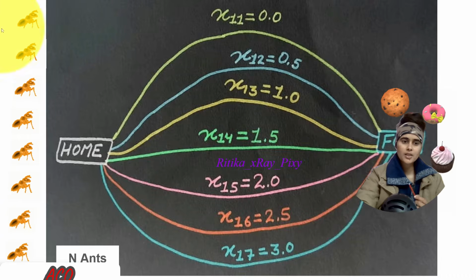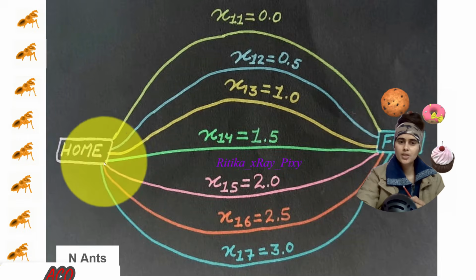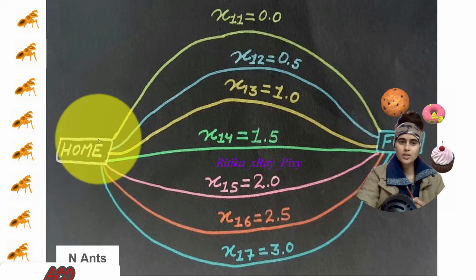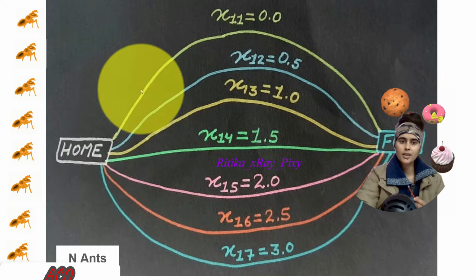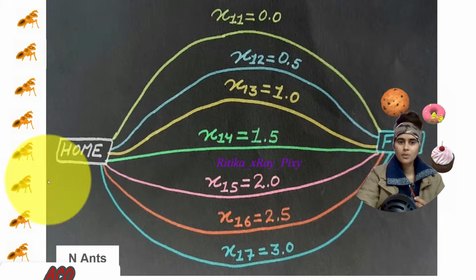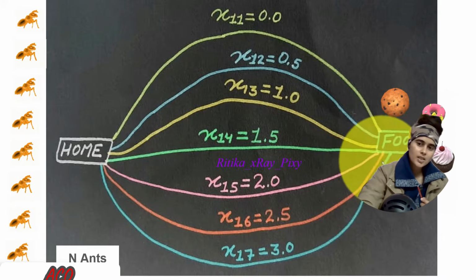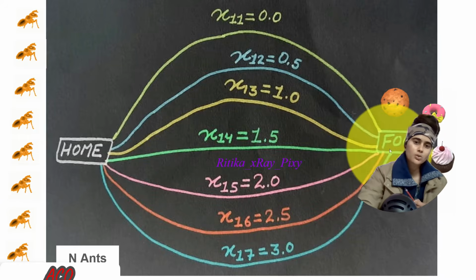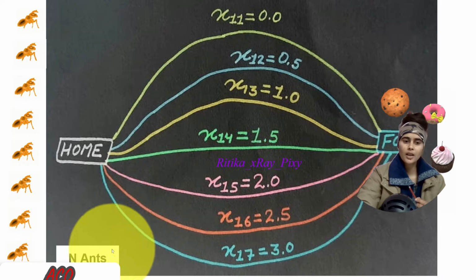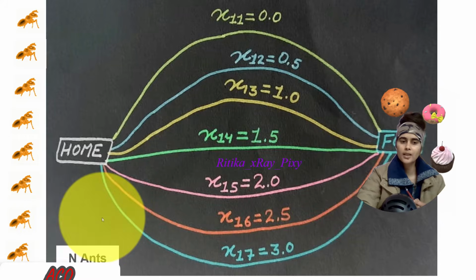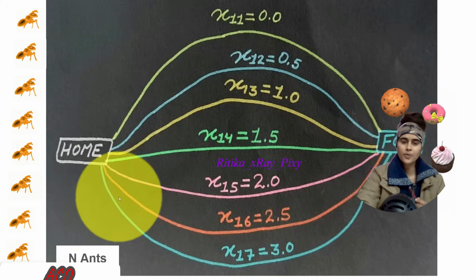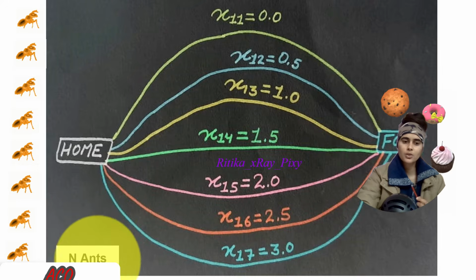So first we will consider n ants who will start the food search from home. All the ants will start the food search from home, and they can travel by different paths to reach the destination, that is the food source. So you can take n ants. The value for n can be 5, 10, 100, 1000. It depends on how many ants you want to use. So you can take any value for n.